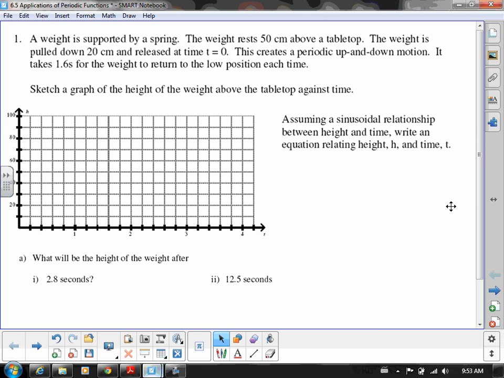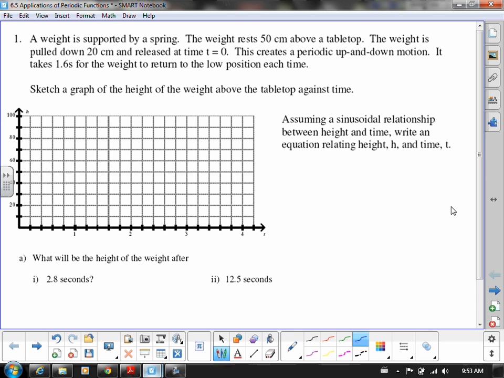All right, so here we have an example of some periodic motion with a spring that's been released, and the way that it goes up and down, it's going to repeat itself over and over again. It tells us that it rests 50 centimeters above a tabletop. The weight is pulled down 20 centimeters and released at time t equals 0. So from those first couple of sentences, we have a lot of really important information.